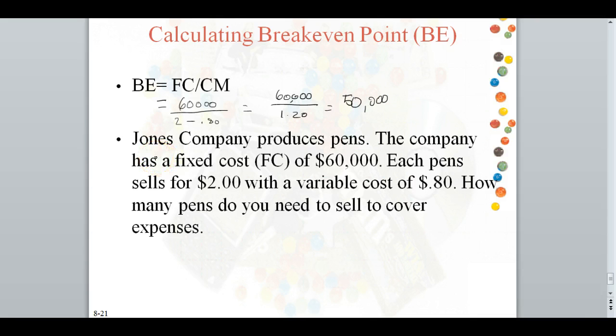And so every pen beyond this 50,000 pens, which equals the $60,000 a month that we're bringing in, is contributing $1.20 in profit that we're gaining in excess of our expenses. So that's it for chapter 8. We'll cover more of this in class and do some more of the examples.